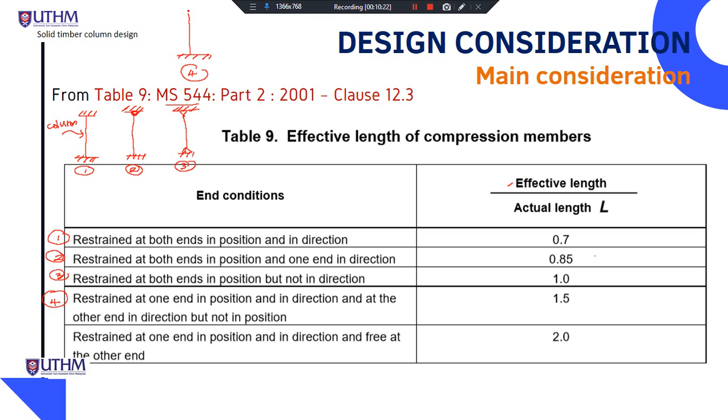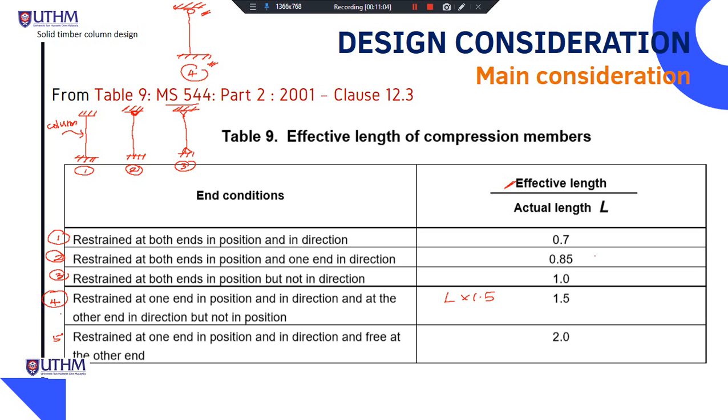So another end is roller. So this bottom end is restrained in position and in direction. Meanwhile, for this end, it is restrained in direction but not in position. So for end condition number 4, we need to multiply the L with 1.5 to get the effective length for end condition case 4.